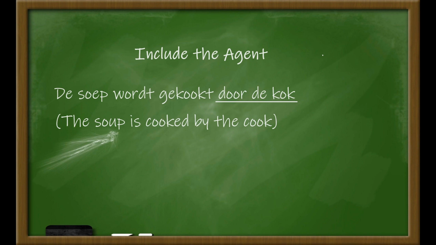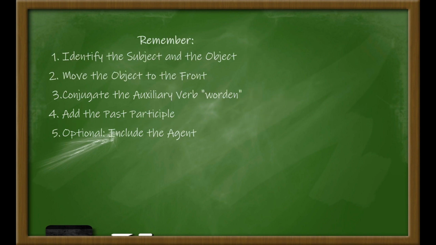Putting it all together, the passive voice sentence, de soep wordt gekookt door de kok, the soup is cooked by the cook, is formed by following these steps. It's important to remember that while the active voice emphasizes the doer of the action, the passive voice highlights the receiver of the action.